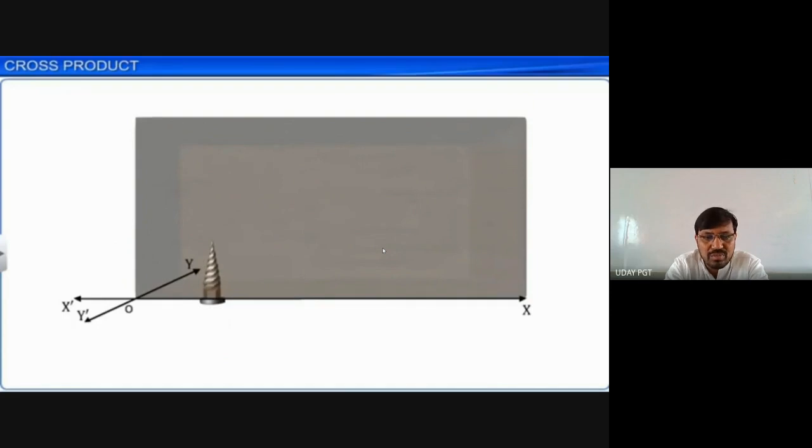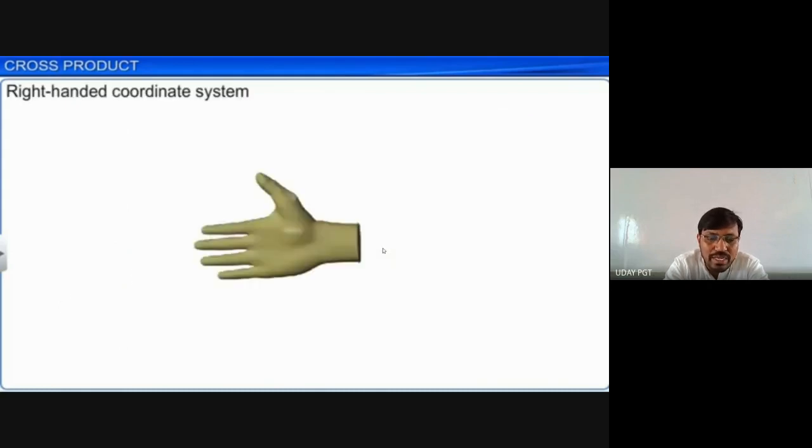right-handed system. The right-handed system means you need to hold three fingers like this, which represent mutually perpendicular lines, the x, y, and z axes. How do you take it in that way? One vector represents the z axis here, the x axis is one direction, and this direction is the y axis. We call it a right-handed coordinate system.